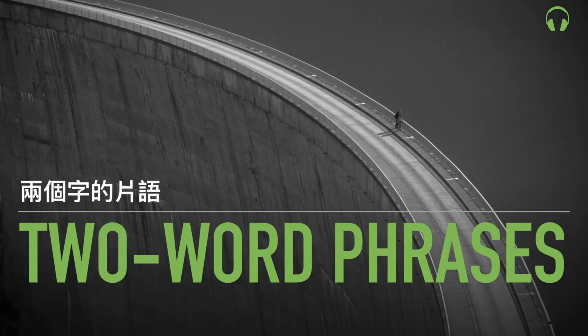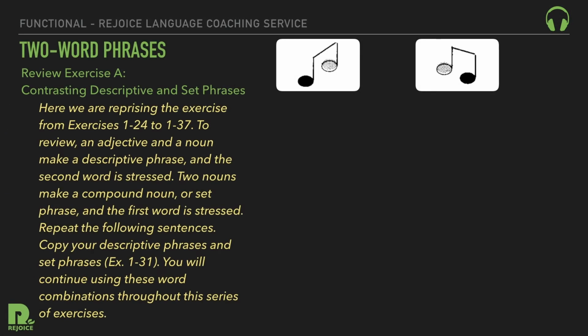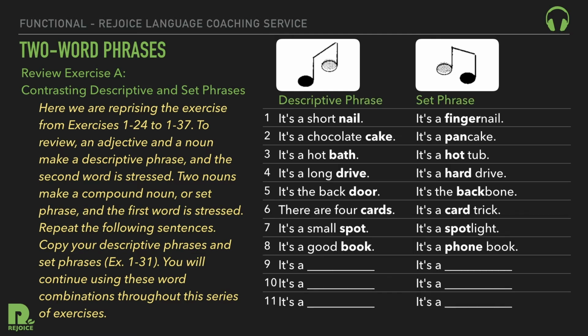Two-word phrases. Review exercise A. Contrasting descriptive and set phrases. Here we're reprising the exercise from exercises 124 to 137. To review, an adjective and a noun make a descriptive phrase, and the second word is stressed. Two nouns make a compound noun, or set phrase, and the first word is stressed. Repeat the following sentences. Copy your descriptive phrases and set phrases, exercise 131. You'll continue using these word combinations throughout this series of exercises.